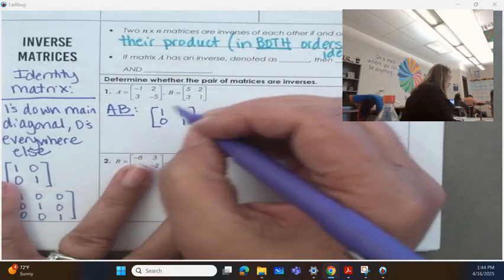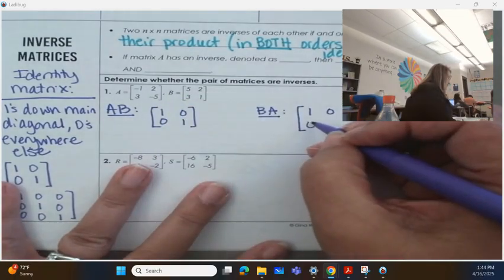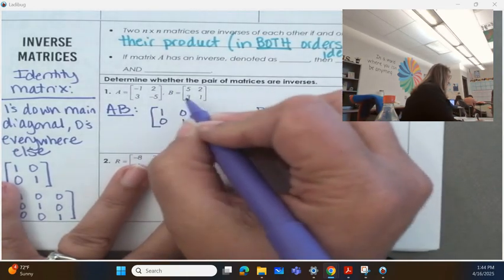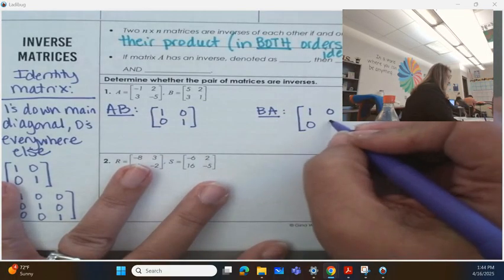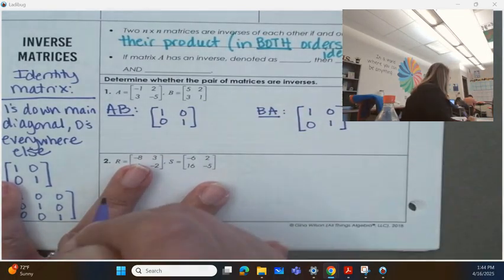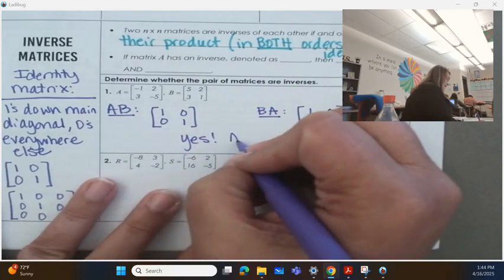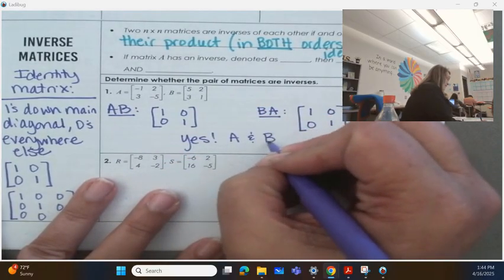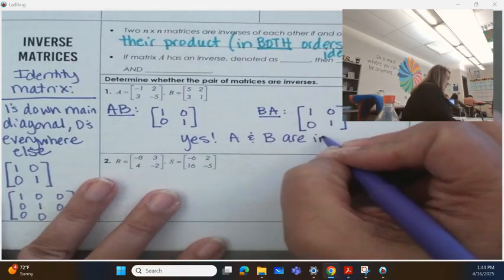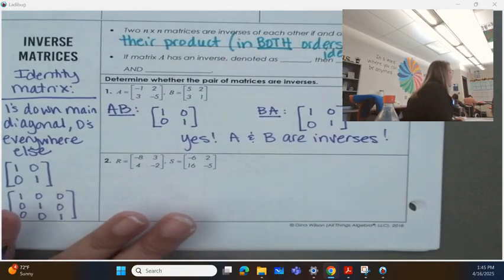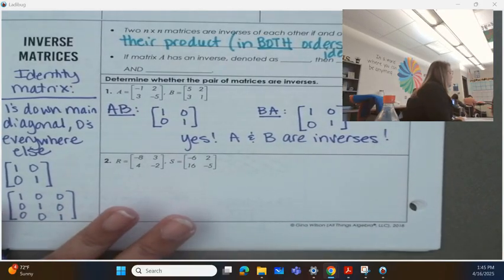Row 2, column 1, negative 3 plus 3. Row 2, column 2, 6 minus 5 is 1. So yes, A and B are inverses because B times A and A times B gave us the identity matrix.